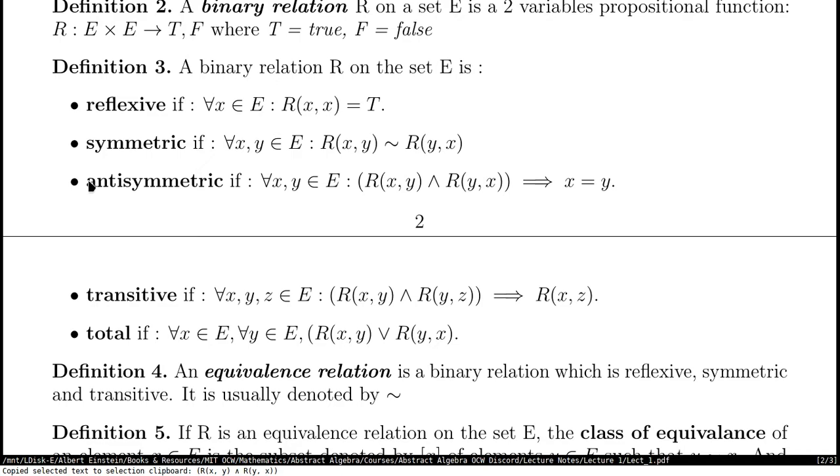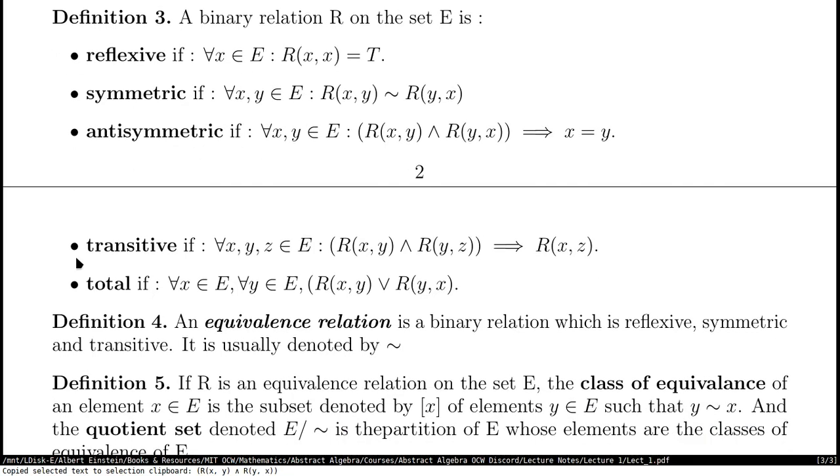If that's antisymmetric, right? So that's antisymmetricity. Then you have transitivity. It's transitive when you have three elements, x, y, and z, and R(x,y) with R(y,z) implies that R(x,z) holds. So if the relationship between x and y holds, and the relationship between y and z holds, then that implies by transitivity that the relationship between x and z holds, right?